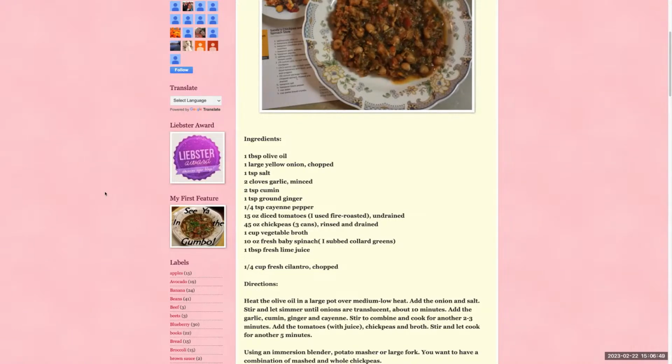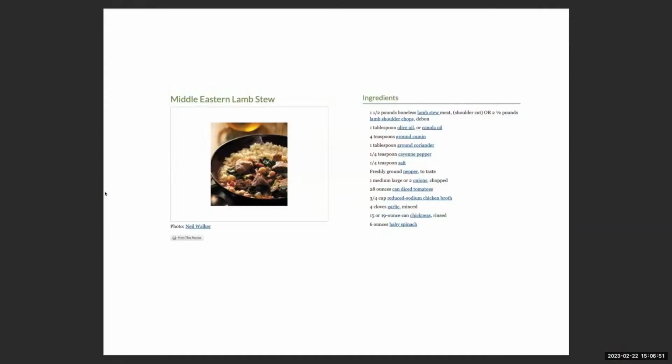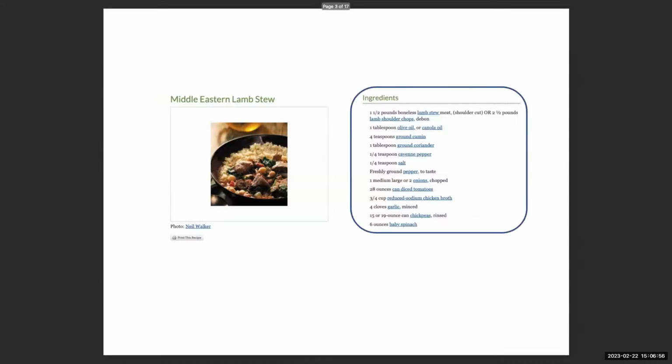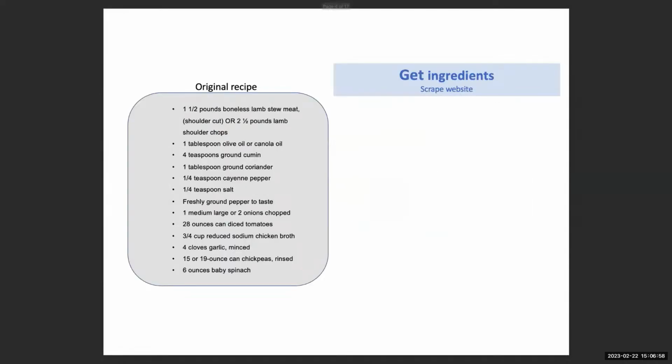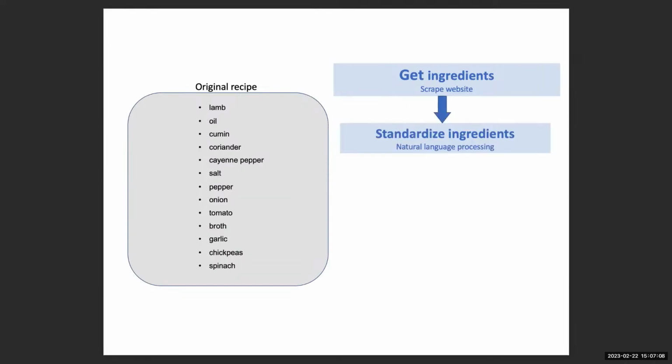Here's how this works under the hood. First, we scrape the website from the user input for a list of ingredients. Then we use natural language processing to standardize that ingredient list by extracting just the ingredient names and not the quantities or instructions. And then we need to be careful because not all ingredients are created equal. When we're searching for substitute recipes, an uncommon ingredient like cumin should matter more than a common one like salt.